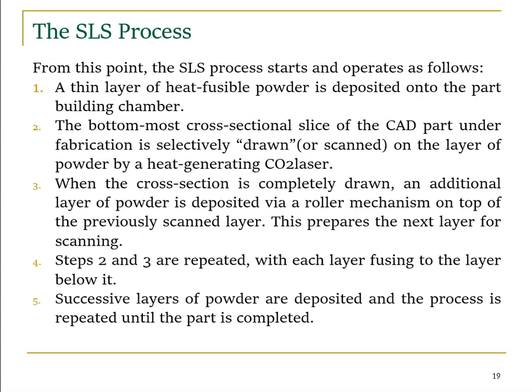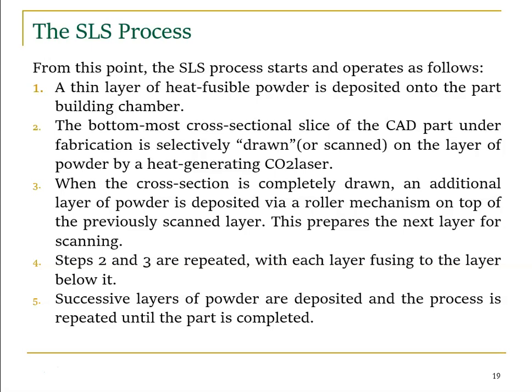In SLS, the sintering bonding principle is used to make a 3D component. A thin layer of heat-fusible powder is deposited onto the part building chamber. The bottommost cross-section slice of the CAD part under fabrication is selectively drawn on the layer of powder by the heat-generating CO2 laser. So we make one layer. When the cross-section is completely drawn, an additional layer of powder is deposited via a roller mechanism on top of the previously scanned layer. This prepares the next layer for scanning. After completion of one layer, the roller rolls and fills material on top of the first layer, and steps 2 and 3 are repeated.